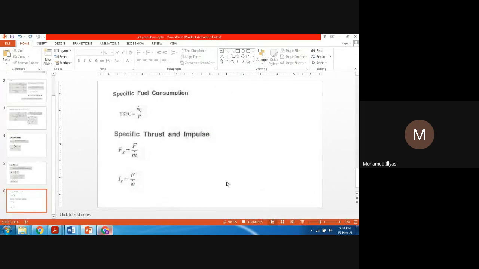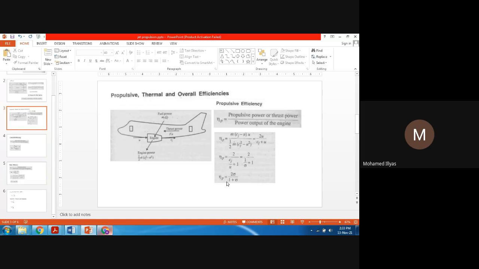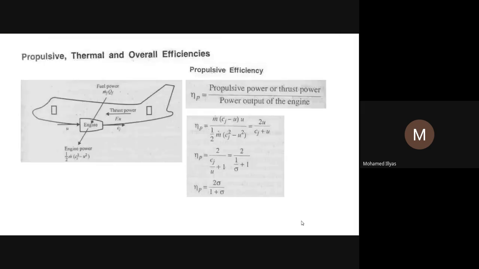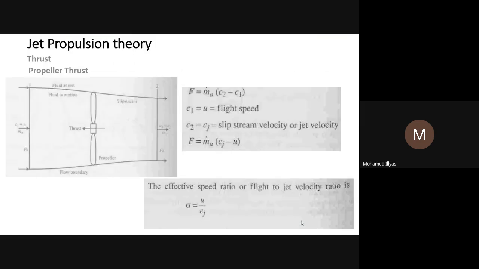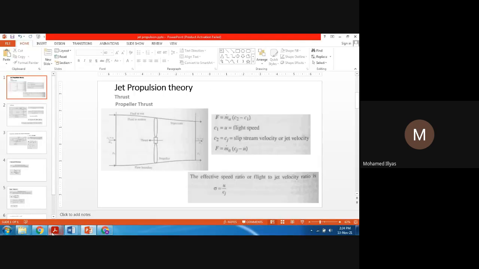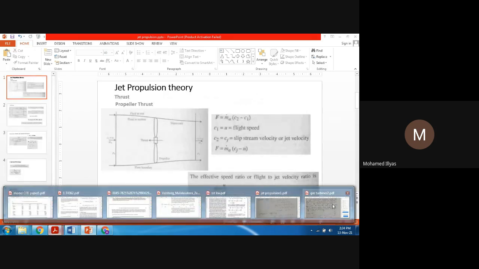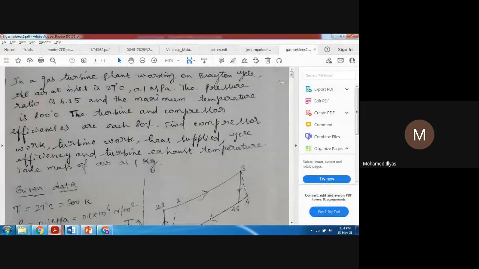So these are all the basic performance parameters. We'll be using them while analyzing these jet engines. Based on this, we are going to solve some problems. Before that, we need to see one more theory part. We'll complete this.